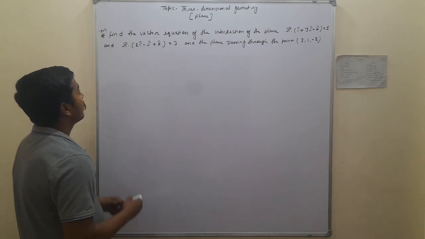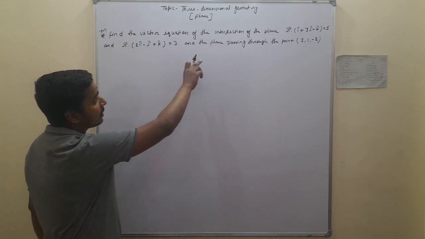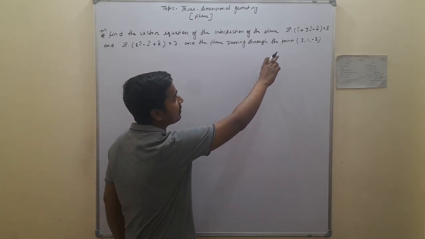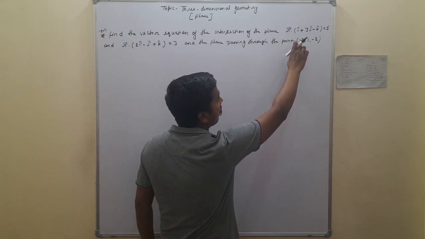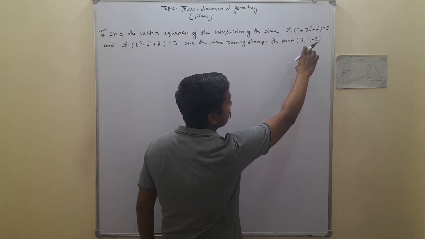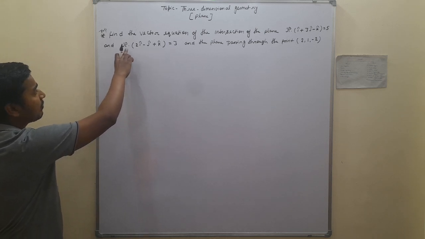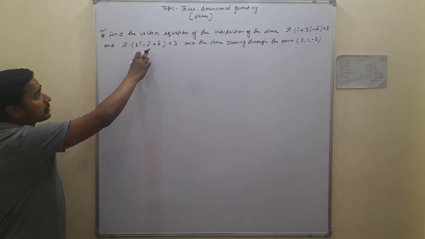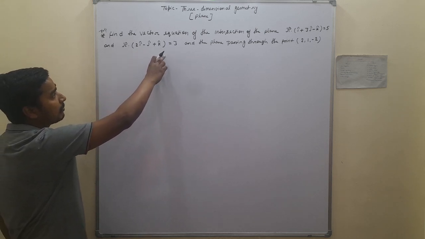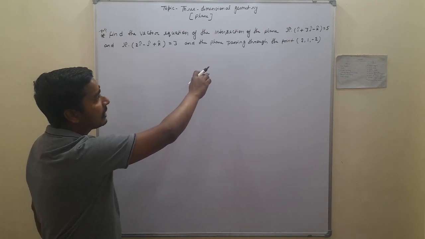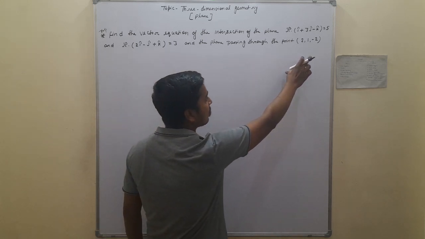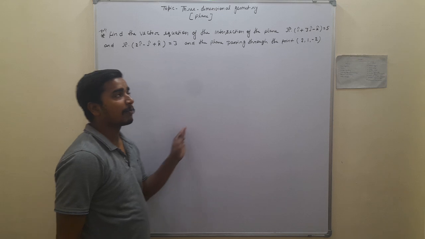The question is: find the vector equation of the plane through the intersection of the planes r dot (i cap plus 3j cap minus k cap) equals 5, and r vector dot (2i cap minus j cap plus k cap) equals 3, and passing through the point (2, 1, minus 2). Let's solve the problem.